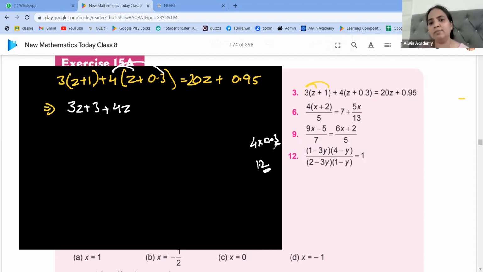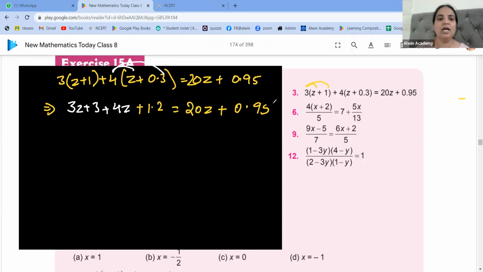Clear, this concept for everyone? If there is only one digit after a decimal point here, then in the answer also you will leave only one digit from the back end and put a point. So that's 1.2 that you got here. Now I'll write it as plus 1.2 equals 20z plus 0.95. Is there any doubt? Anyone?